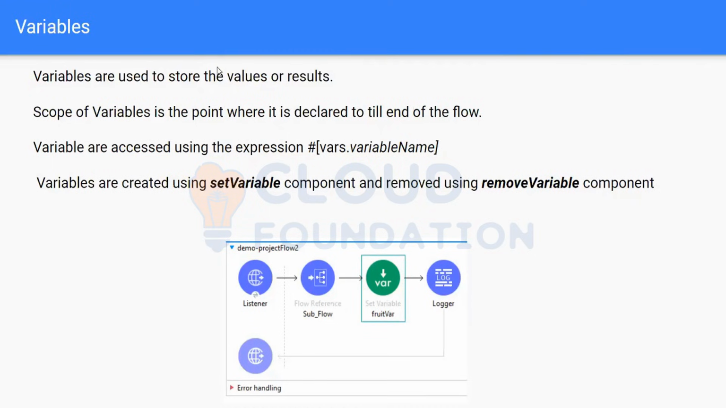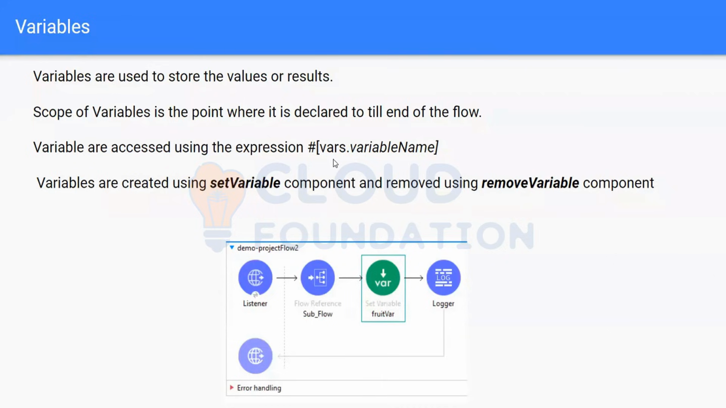Here the scope of a variable is from the point where it is declared to the end of the flow. In this example, I create a variable over here. This is called myVariable. From this point onwards to the last component of the flow, the variable is available and you can access it. But we cannot access this variable prior to that. In this earlier component, we cannot access it because at this point the variable is not created. That is the second point.